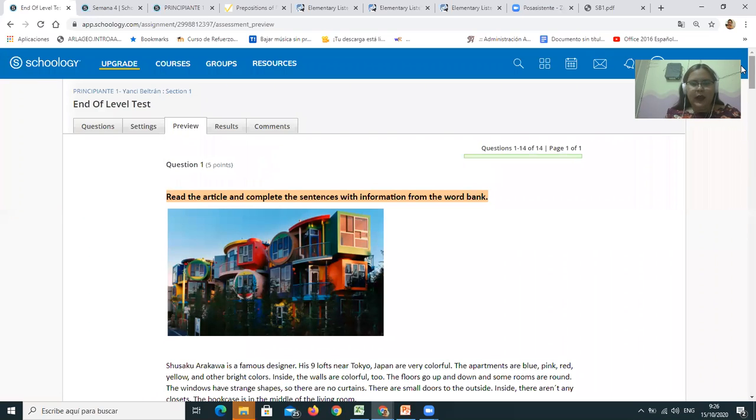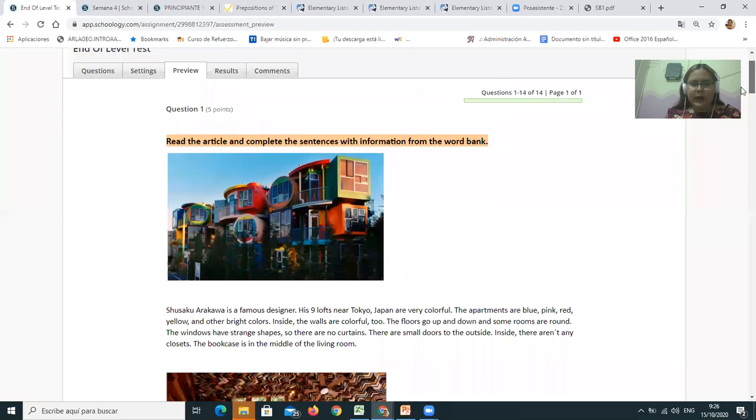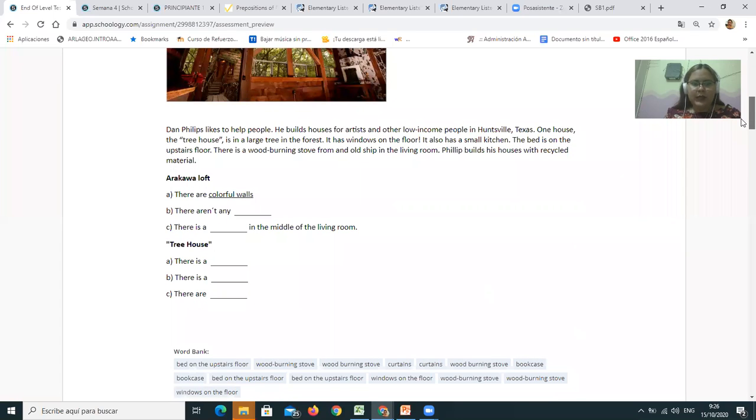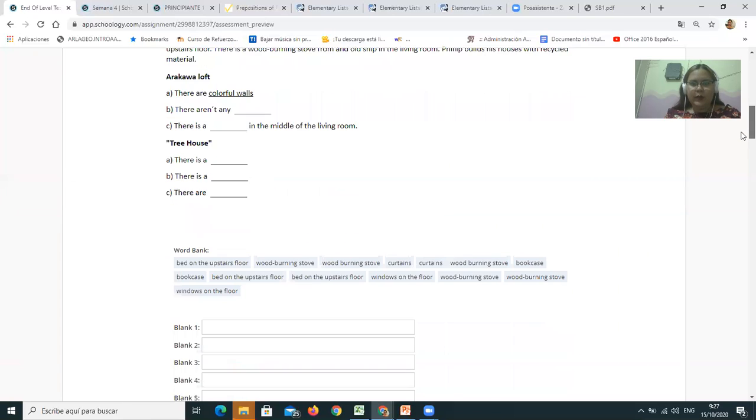In this one, we have the reading. Read the paragraph. Va a leer el párrafo. Read the paragraph. And when you finish, you have some sentences. Aquí estas oraciones complete. Complete the sentences. How are you going to complete? ¿Cómo las va a completar?